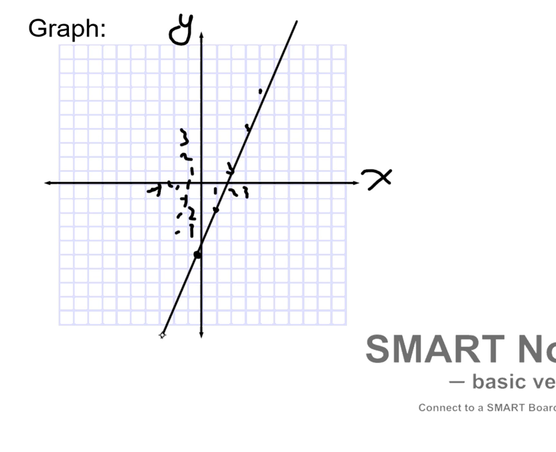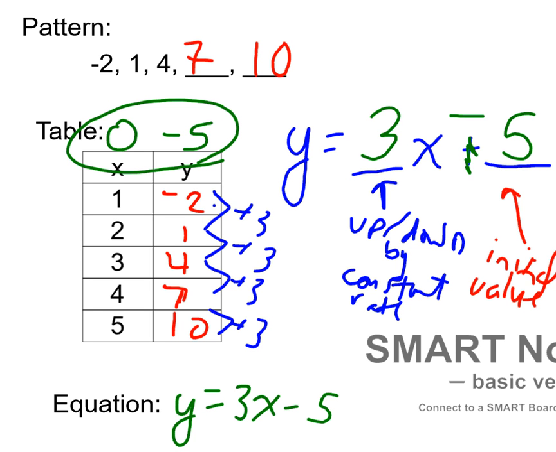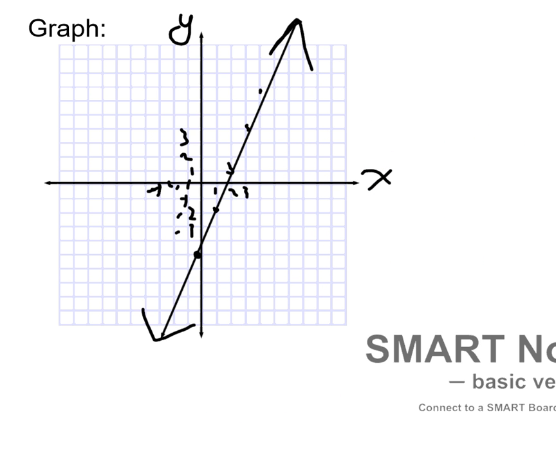We want to make sure that we draw an arrow on both ends, because lines go on forever in both directions. Unless there's a context to it, like a word problem context, you can go all the way in the negative direction and all the way in the positive direction. So this is an example of taking our pattern, or we could have had a visual pattern, turning it into a table, finding an equation, and then actually representing that equation in a graph.